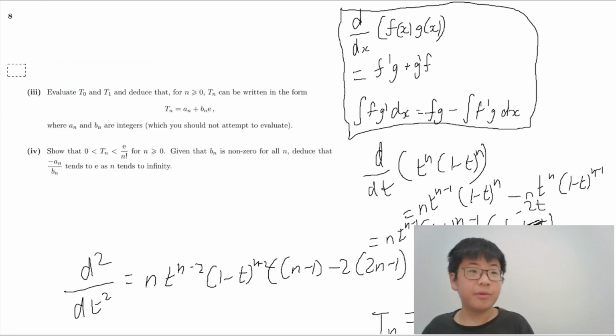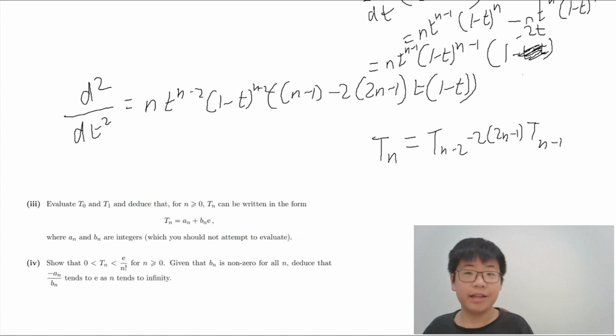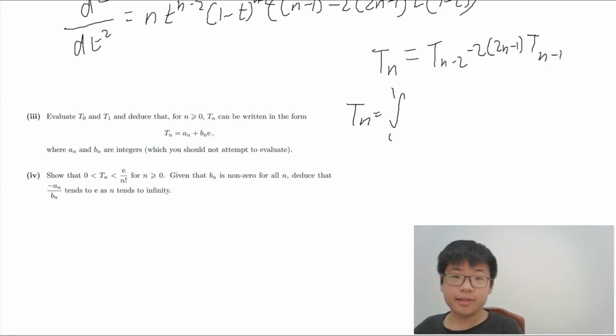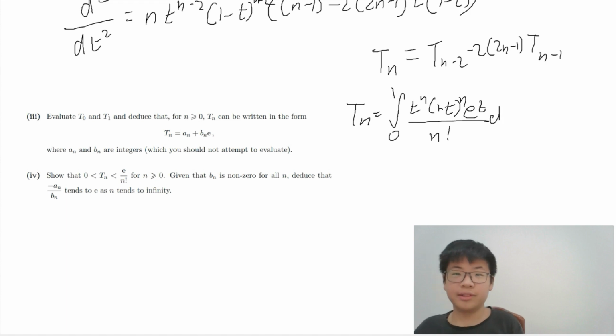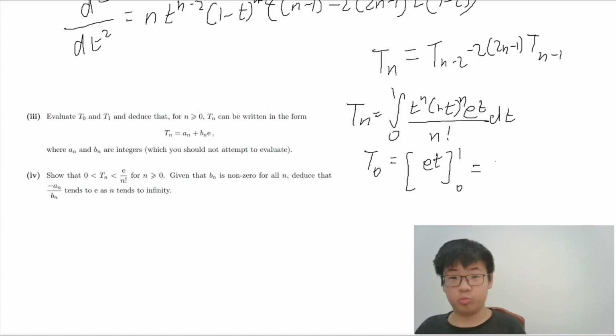Now, evaluate T0 and T1 and deduce this. So, we found Tn, we can remember that Tn equals the integral from 0 to 1 of (1 minus t)^n e^t over n factorial dt. So evaluate T0 and T1 and deduce this. T0 equals, obviously this will be 1, and so the integral of e^t from 0 to 1, because 0 factorial would then be 1. Then this will be e minus 1.